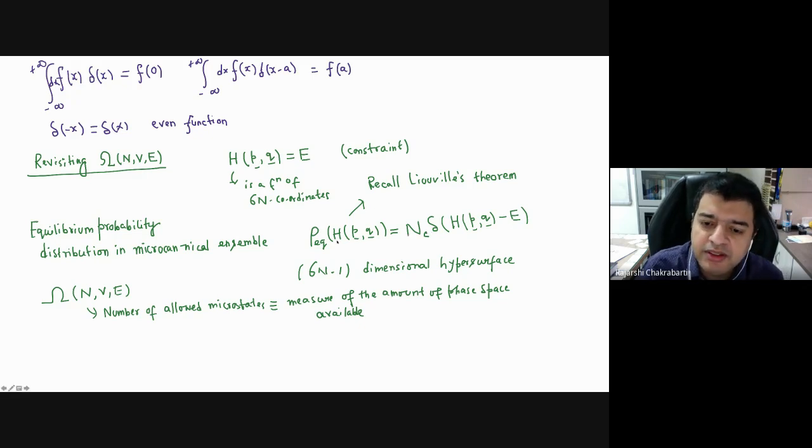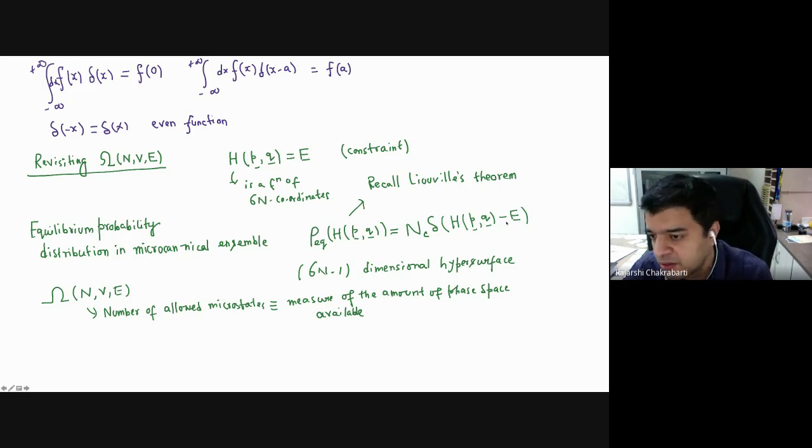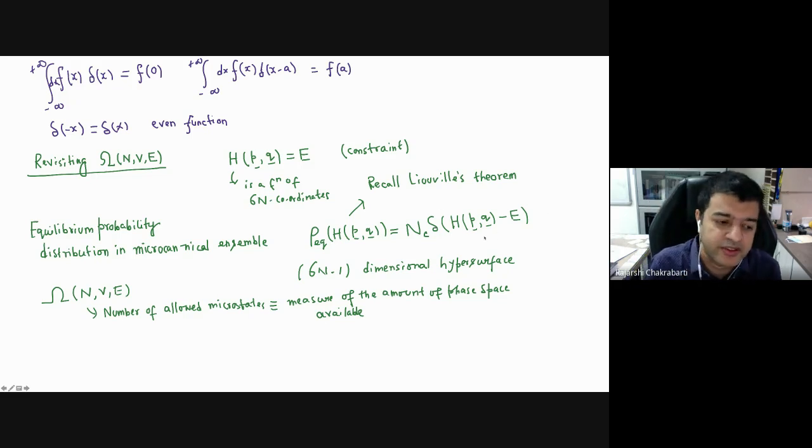So I say that this has to be proportional to something like a Dirac delta function. The Dirac delta function is something like Hamiltonian minus E, and it has a value only when H is equal to E, otherwise it has no value. Of course, this value is huge, it's infinity, but this function has meaning, as you'll see eventually when it is inside an integral. Okay, so this is actually a 6n minus 1 dimensional hypersurface.